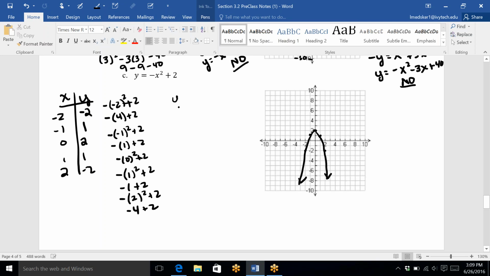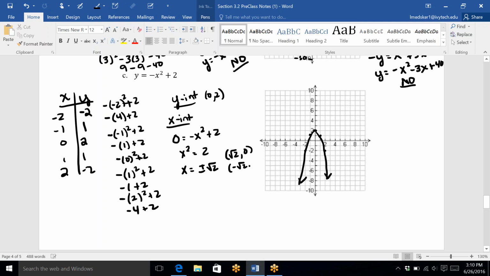I also know that my y-intercept is 0, 2, because that came out while we were doing our table of values. We need to find our x-intercept. So plug in 0 for y. Try to solve. So I'd add x squared over. Take the square root of both sides. So it's plus or minus the square root of 2. So square root of 2, 0, and negative square root of 2, 0. Notice that's kind of right because they cross between 1 and 2, which square root of 2 is between 1 and 2 if you use your calculator.